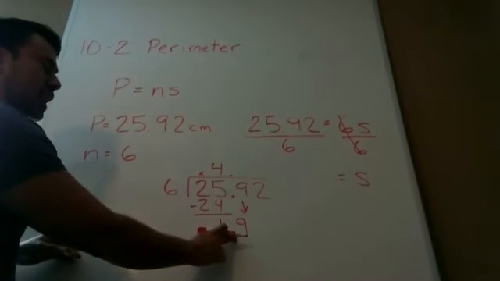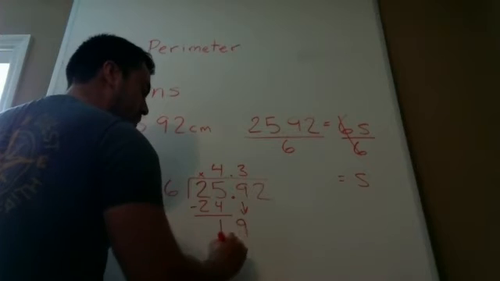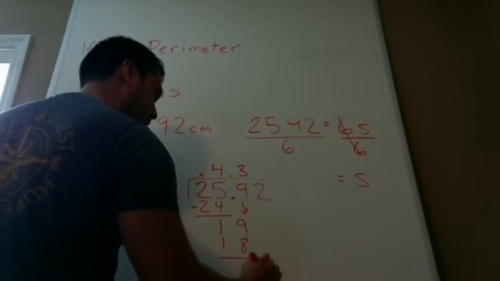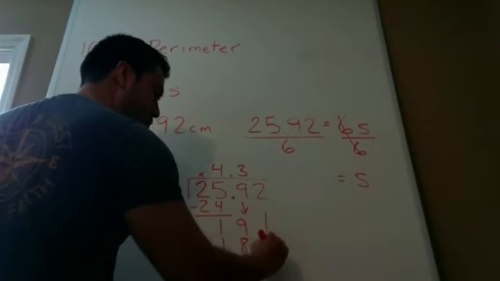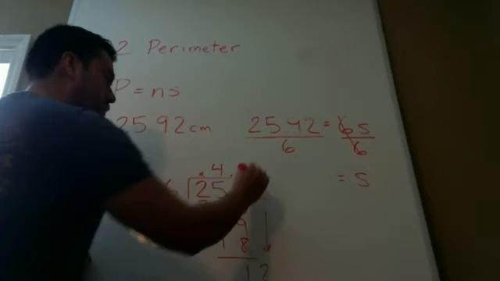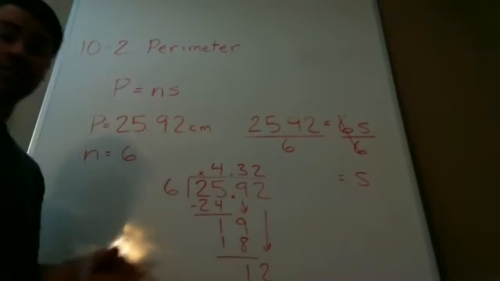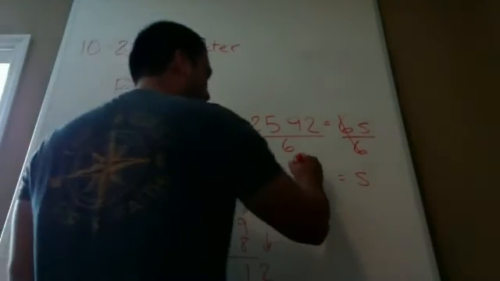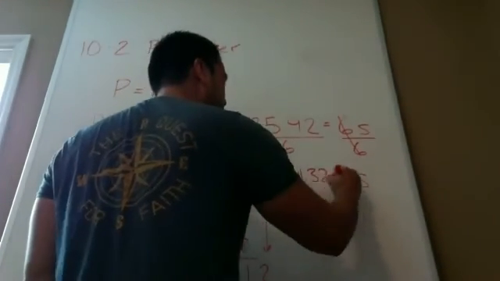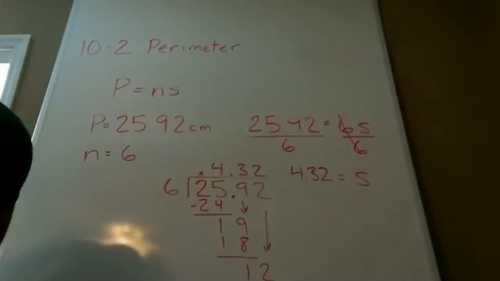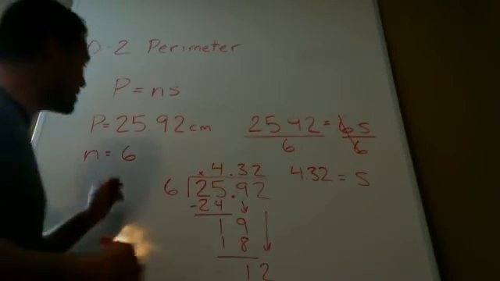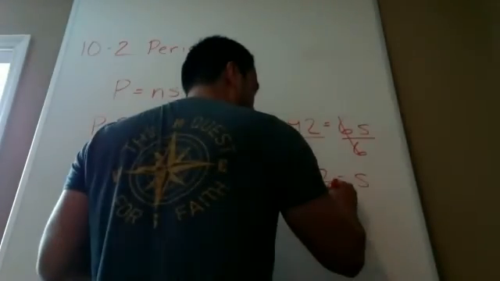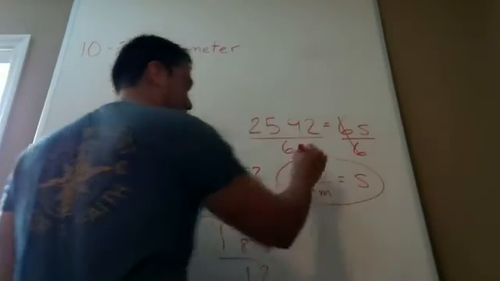So 6 goes into 19 3 times, that's 18. Bring down a 2. 6 goes into 12 twice. And that's it. That's where it ends. So what is the length of each side? 4.32. And then what are we talking about in this problem? Centimeters. That's the length of each side.